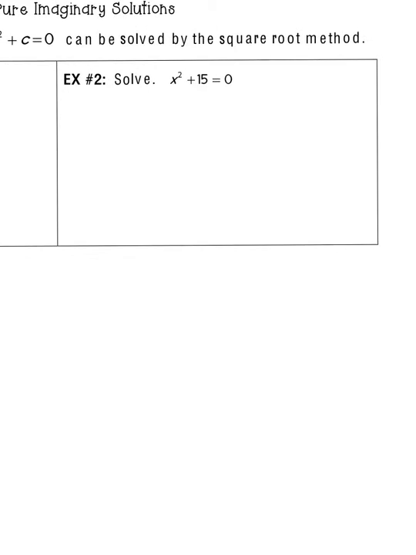Then you try number 2 on your own, pause the video, and go for it. Okay, so the first thing you're going to want to do is subtract 15, and you get x squared is equal to negative 15. When you take the square root of both sides, don't forget the plus minus. The square root of x squared is x. I can't take the square root of 15, but I can take the square root of negative 1 out, so I get plus or minus i radical 15.